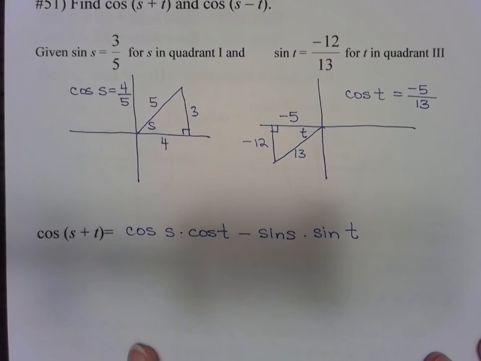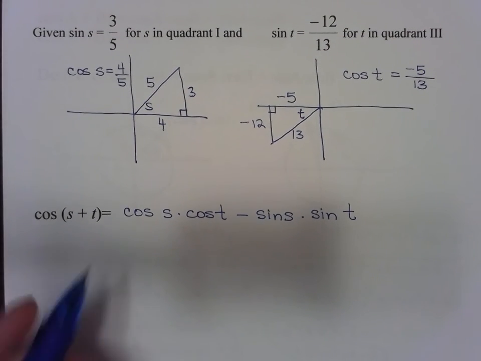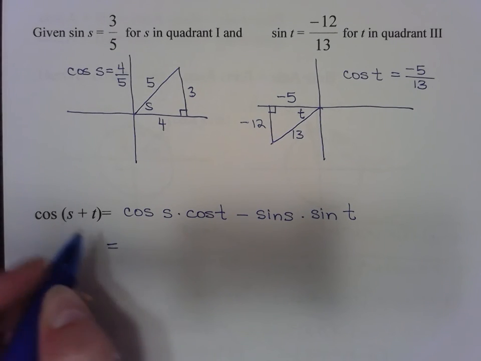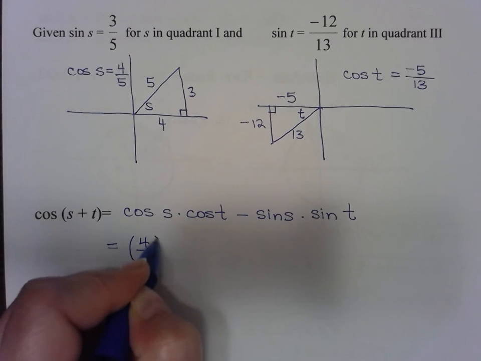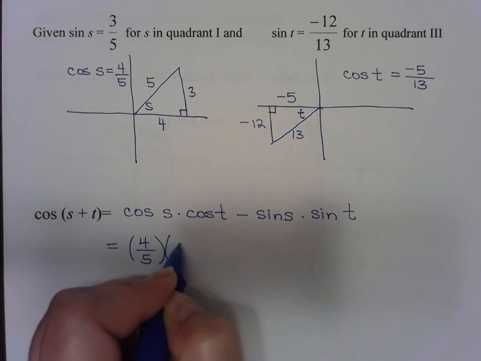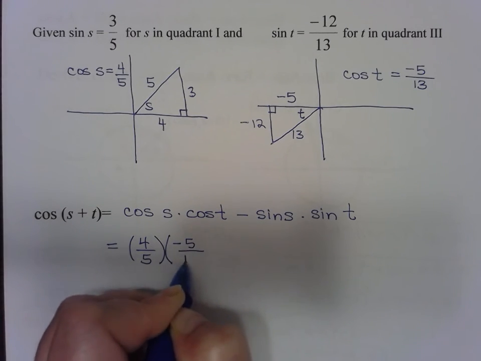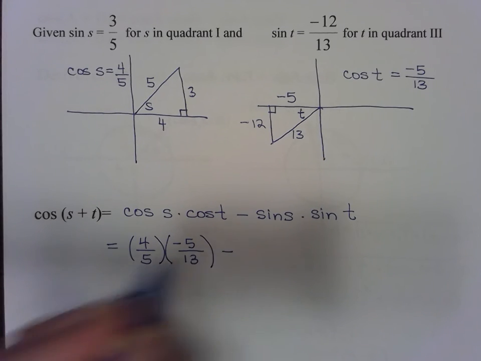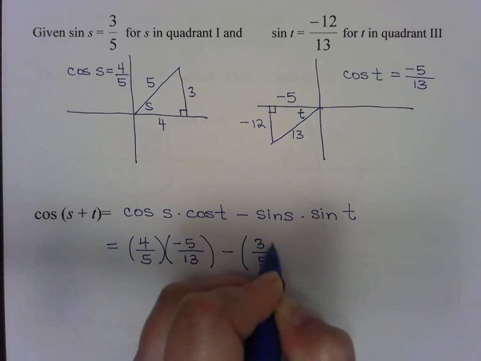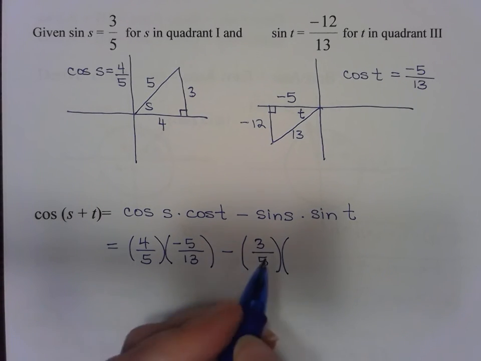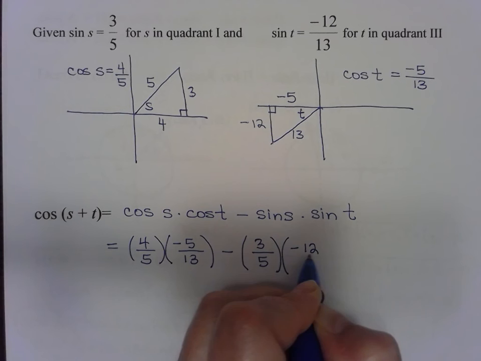And we have these values right here, right? The cosine of S is 4/5. The cosine of T is -5/13. The sine of S, we were given 3/5. And the sine of T, we were also given -12/13.